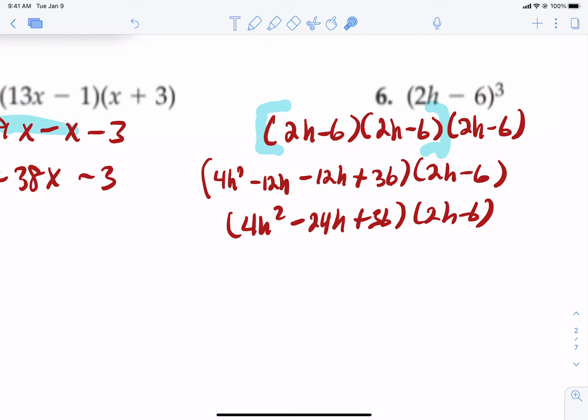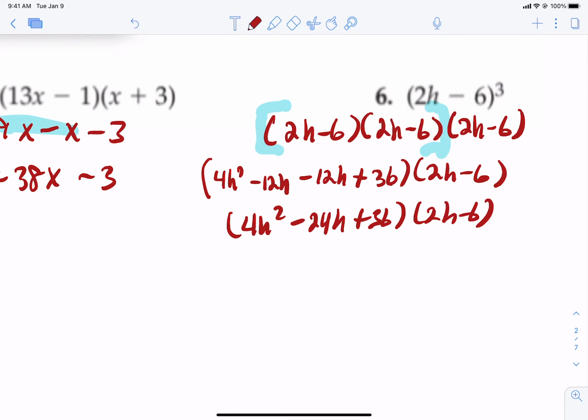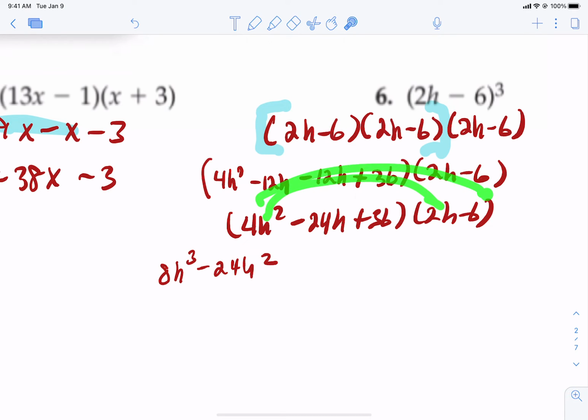Now this time we have to distribute 3 times. We're going to distribute this one over here, we're going to distribute this one over here, and then finally we're going to distribute that one. Okay, so we have 3 distributions to do. If we distribute the 4h squared, we get 8h cubed minus 24h squared. Now all I did was distribute that over there. So you get 8h cubed minus 24h squared.